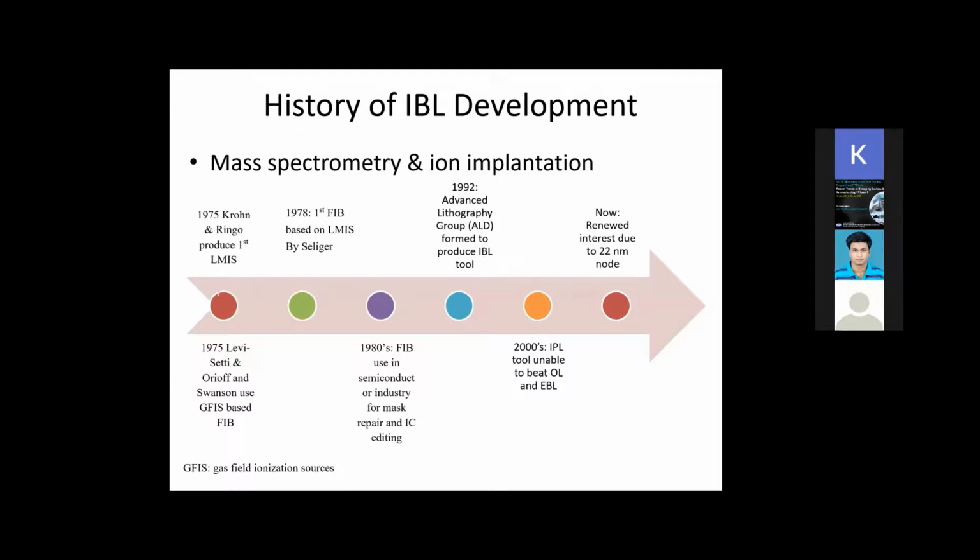Sources were made in 1975, and in 1978, the first FIB based on LMIS by Seliger was developed. Now in the 1980s, FIB started to be used in the semiconductor industry, mainly not for making any pattern, but mainly for mask repair and IC editing. Now, no industry uses FIB for making any circuit design.